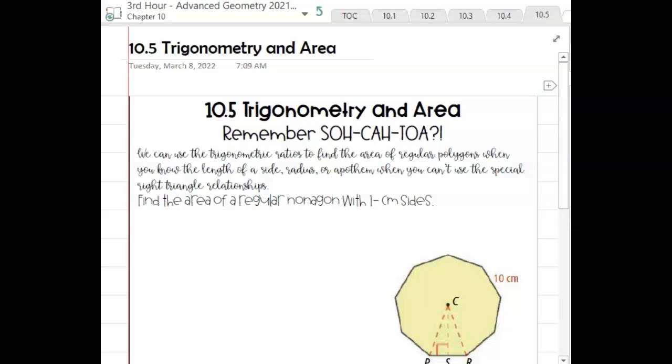Alright, so today we're going to talk about trigonometry and area. Figure out what I did with my notebook.